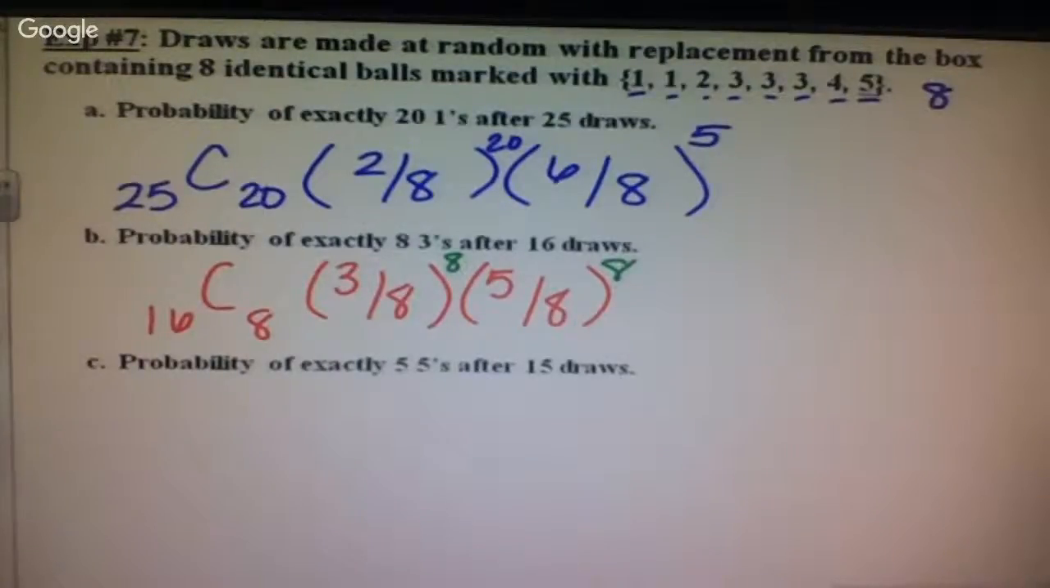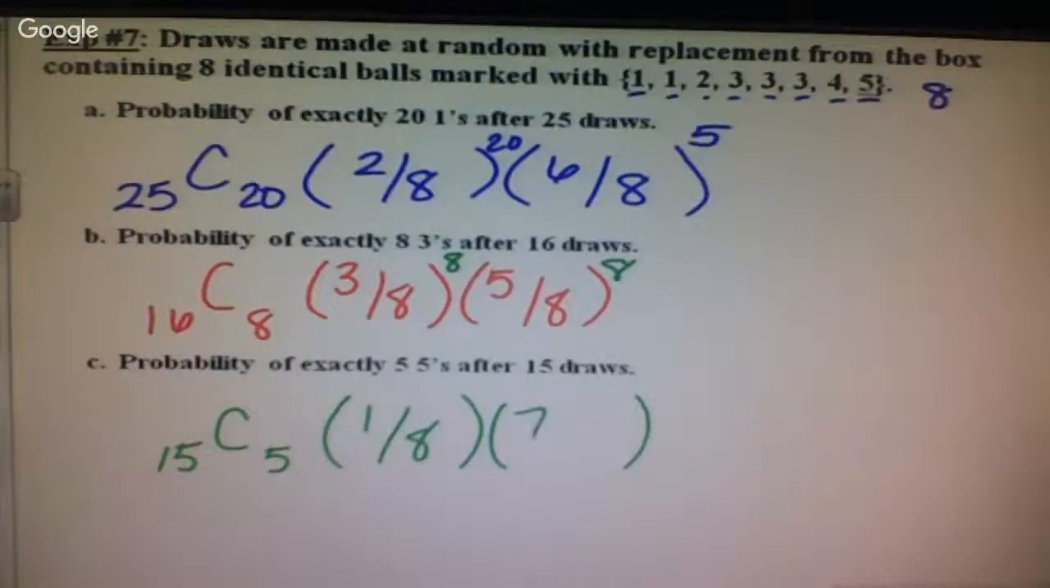Okay, the last one. I have 15 draws, and I want 5 of them to be exact. This time I'm looking for a 5, so I've got 1 out of 8, and then 7 out of 8, because there are 7 numbers that are not. I want 5 of them, which means the other remaining 10 need to be not.